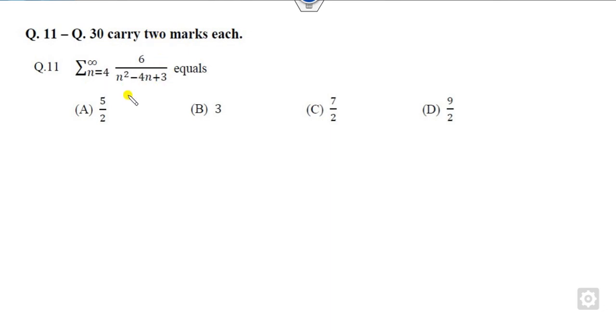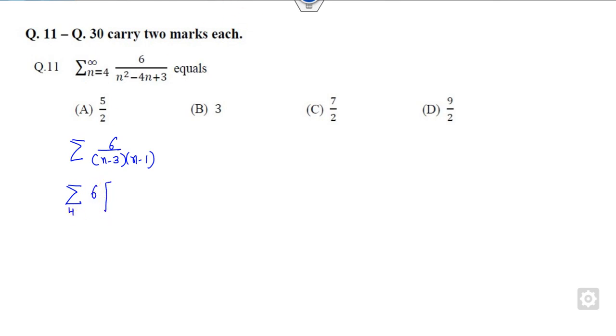How can you solve this expression and find the answer to this problem? That's very simple. If you look at this, you can factorize them. Firstly, forget about this summation. What will happen if you factorize them? It will be (n minus 3)(n minus 1). Now you can simply take the partial fraction.